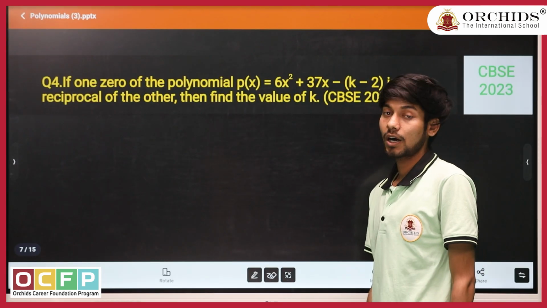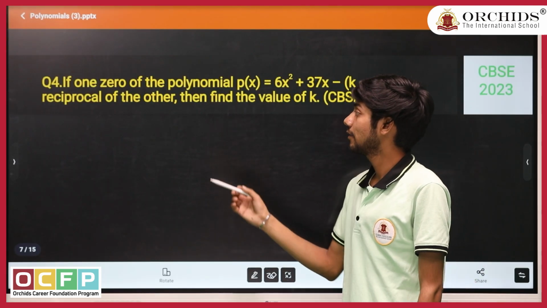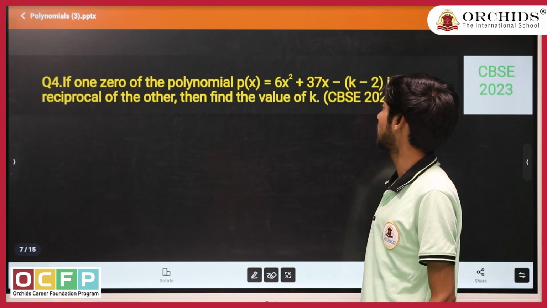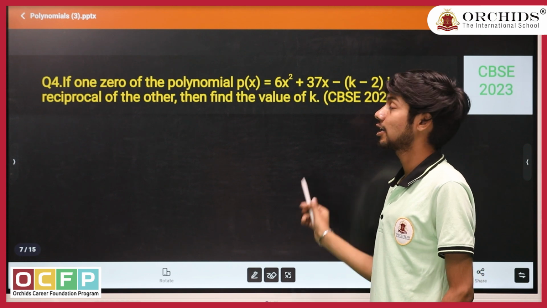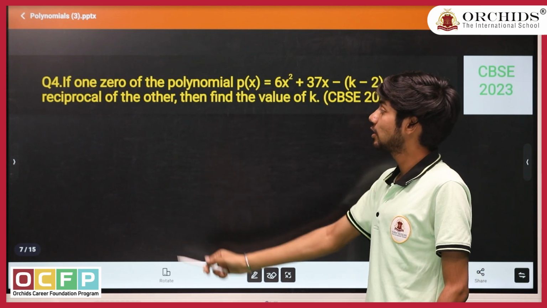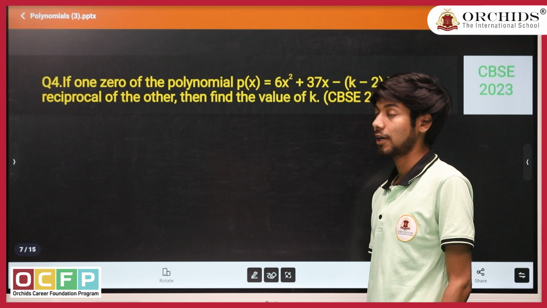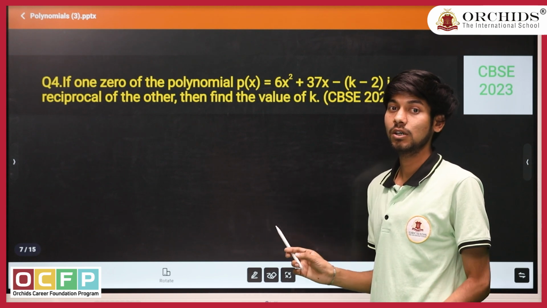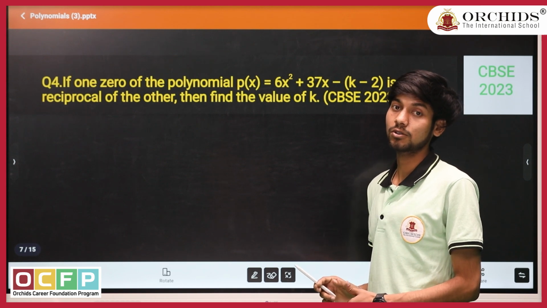So this question was asked in CBSE Board 2023 exam. If one of the zeros of polynomial px is equal to 6x square plus 7x minus k minus 2 is reciprocal of the other, then find the value of k. This question is very easy, but if you don't know how to do it, it will be complex for you to solve it.